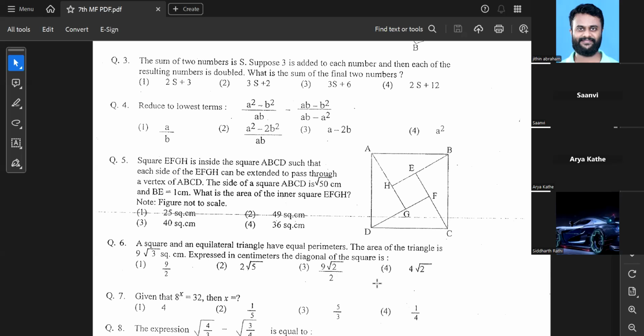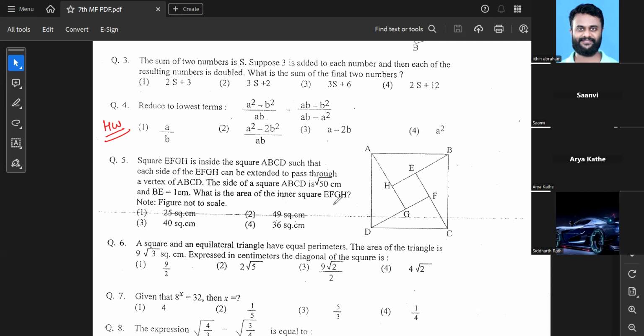So, fourth one, I want you guys to try it out. Basically, reduction, simplification करना है. Try it out, everyone. Fifth one, wait, let me just read it.